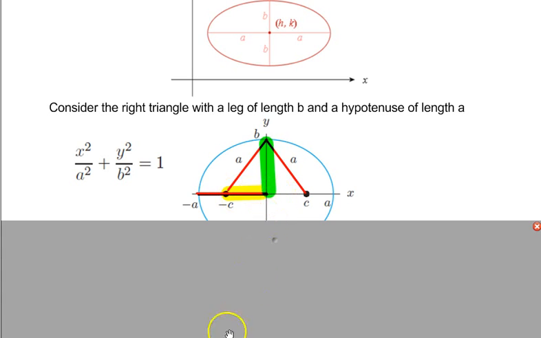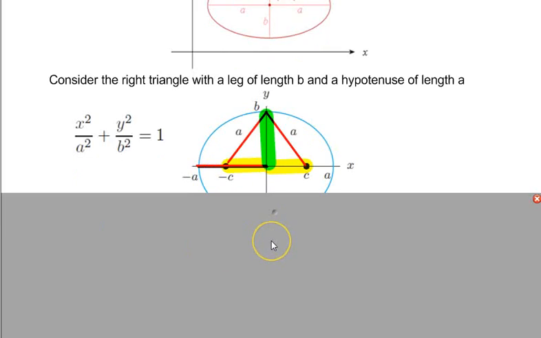In this case, this is also a length C as well. So that's where the focal points come from. Given A and B, A is the hypotenuse of a right triangle, B is one of the legs, and the length C will represent the distance from the center of the ellipse to one of the focal points, as we see here. And so the question is, how would you determine what C is? Well, if you know what A and B are, you can easily compute C by the Pythagorean theorem.